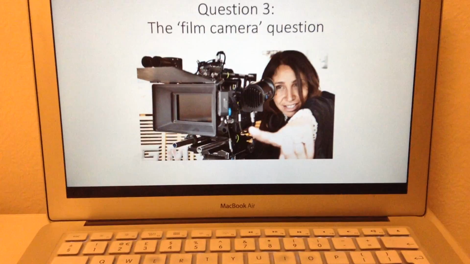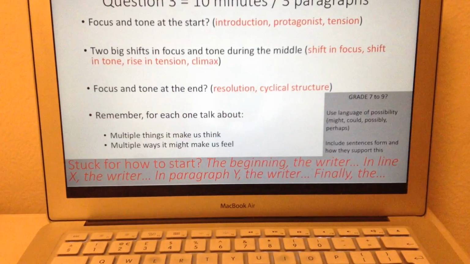Question 3 I call the film camera question. And the reason for this is, if you imagine the story as being a film, the structure question is all about what is the camera pointing at? Has it zoomed in or out? Has it changed who it's pointing at? And why? What does it do to the tension? Does it head towards a climax? Does it make us think or feel anything specific by what the camera is pointing at? So the structure question is another one where you have 10 minutes for 3 paragraphs.